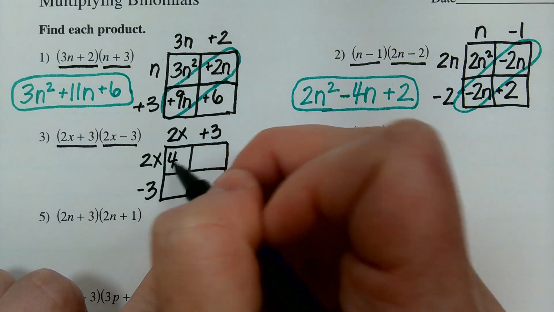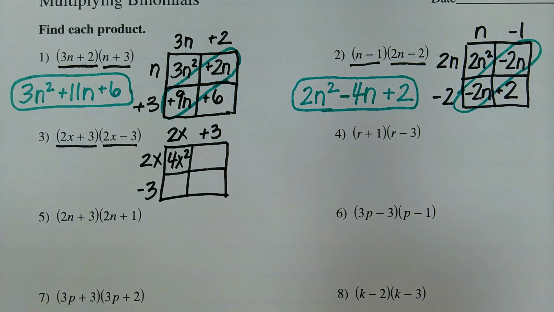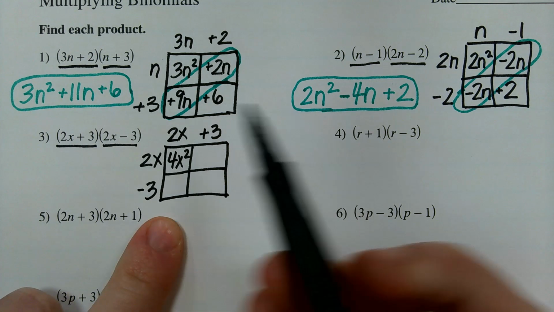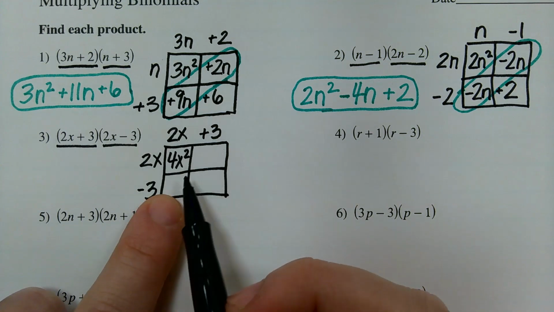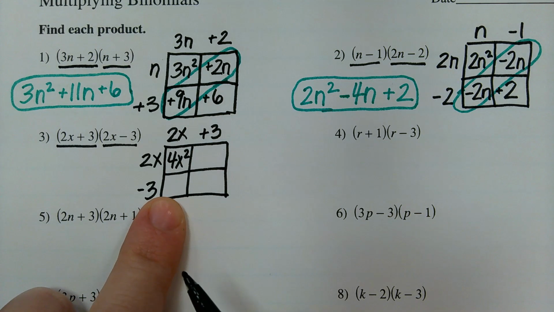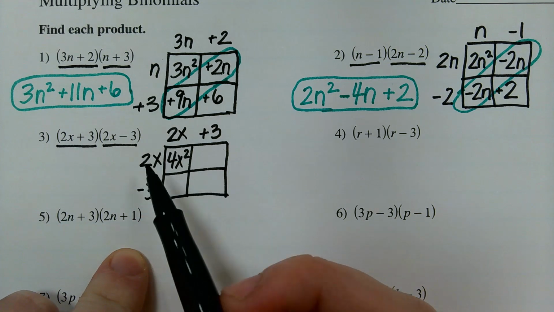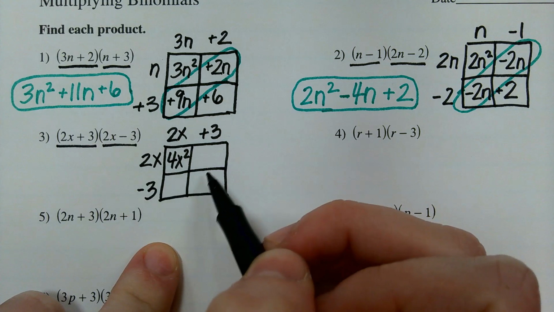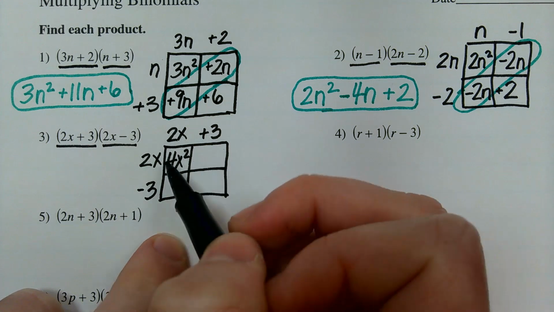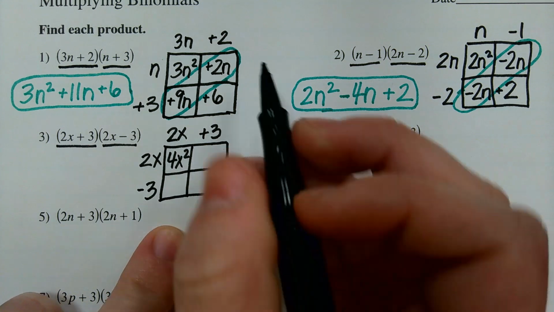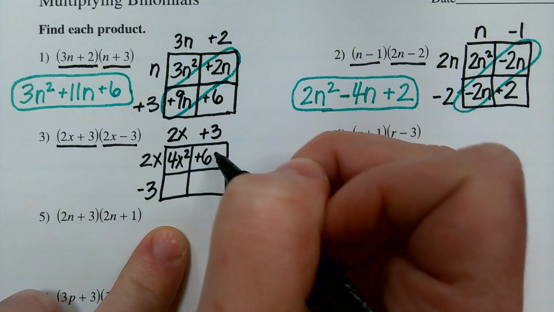Yes, 4x squared. Yes, Erica? I either did this one wrong or I came up with an interesting answer. What interesting answer did you get? 2x to the power of 2 minus 9. Huh. Well, let's find out if it's the same one that we get. Okay, we did 2x times 2x and got 4x squared. What is next? 2x times plus 3. What is that going to give me? 6x. Good. Plus 6x.